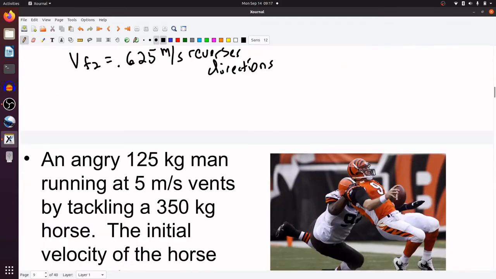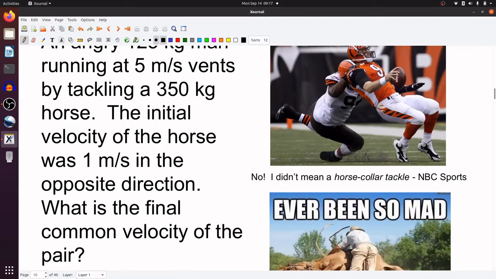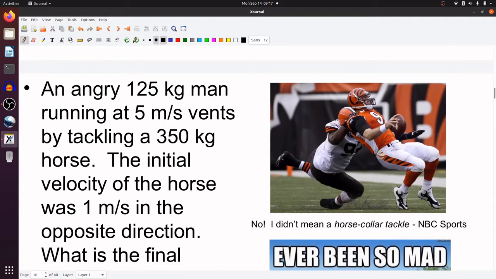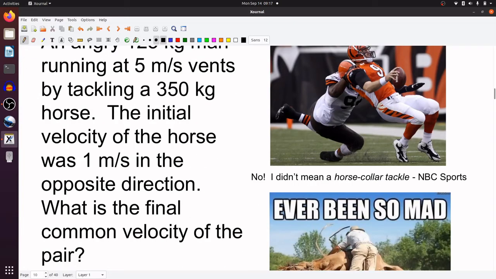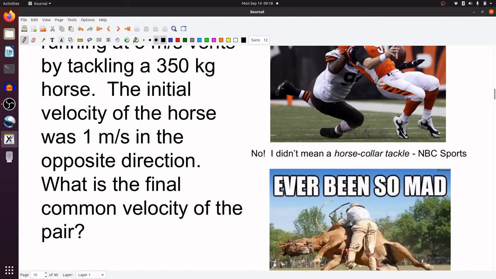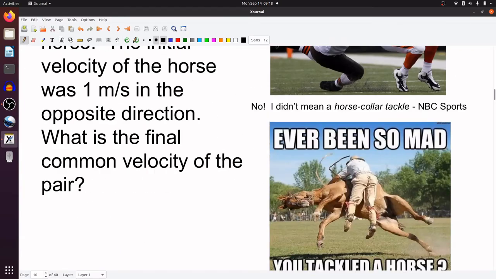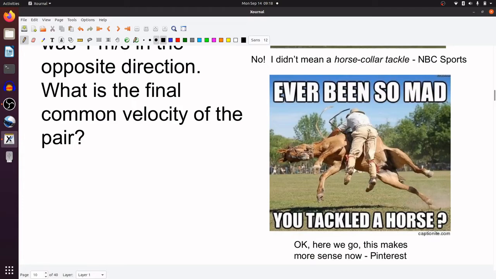Okay. Let's do a slightly different type of problem. We have an angry 125 kilogram man running at 5 meters a second who tackles a 350 kilogram horse. The initial velocity of the horse is 1 meter a second in the opposite direction. What is the final velocity of the pair? So basically a situation where, like this one right here, he tackles the horse.